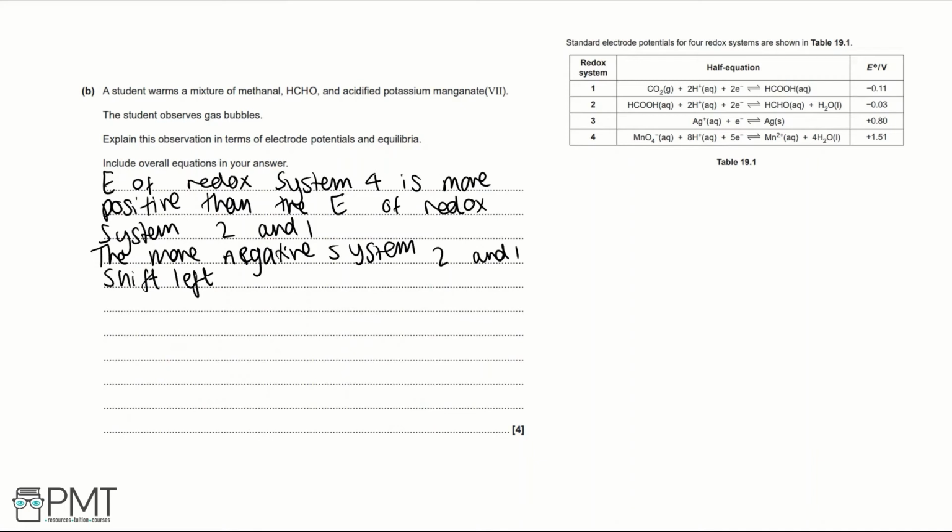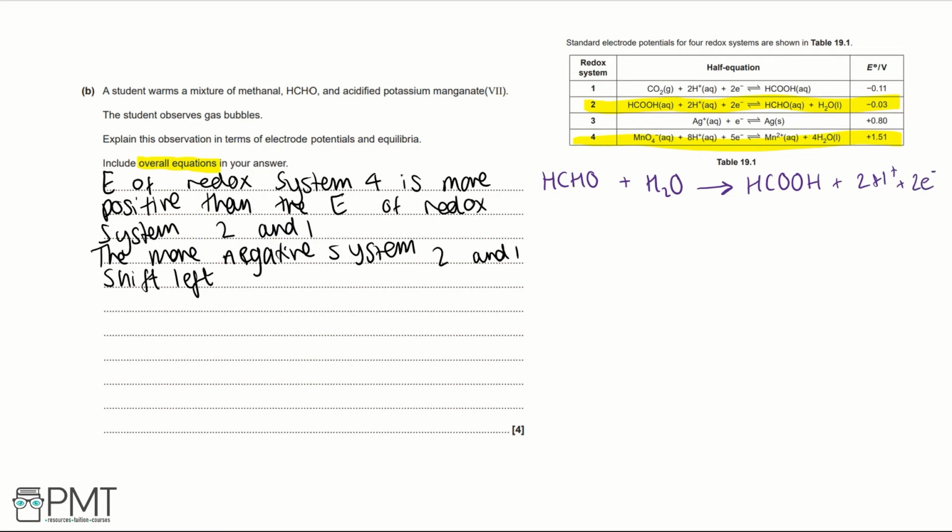Now we need to look at writing our overall equations. If we start with redox systems 2 and 4, we know that redox system 2 is going to shift left, so we can rewrite this equilibrium. So we have HCHO, or methanal, plus H2O, and that's going to produce methanoic acid, or HCOOH, plus 2H+ and 2 electrons.